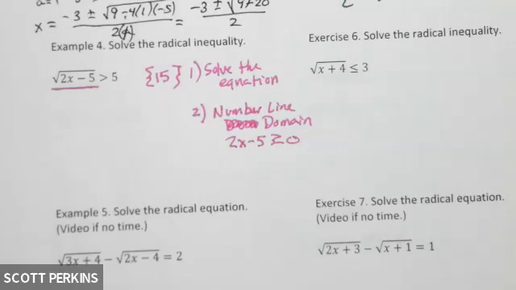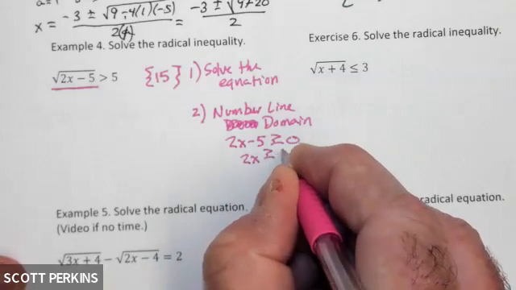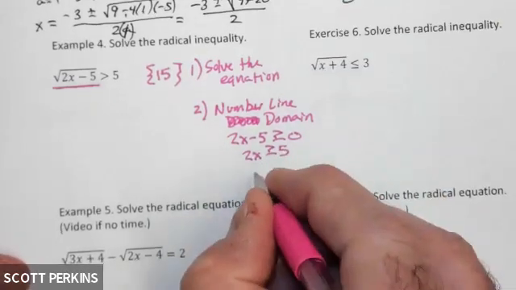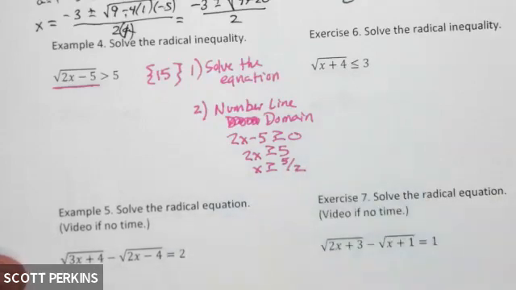Remember, that's going to be on the test Tuesday. So I'll add 5 to both sides, and I get 2x is greater than or equal to 5. And then I divide by 2, and I get x is greater than or equal to 5 over 2.